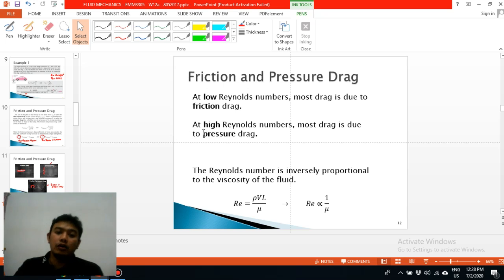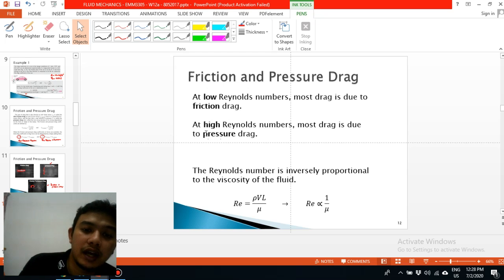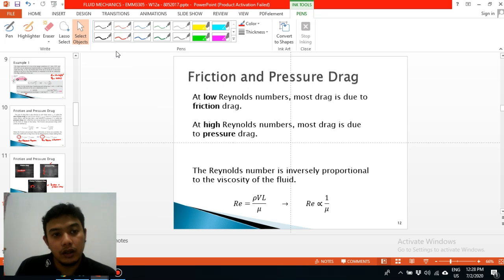At low Reynolds number, most drag is due to friction drag, but at high Reynolds number, most drag is due to pressure drag. So low Reynolds number means mostly friction drag happens, and high Reynolds number means mostly pressure drag happens. Reynolds number is basically inversely proportional to the viscosity of the fluid. We know that the formula of Reynolds number is rho V L over mu.